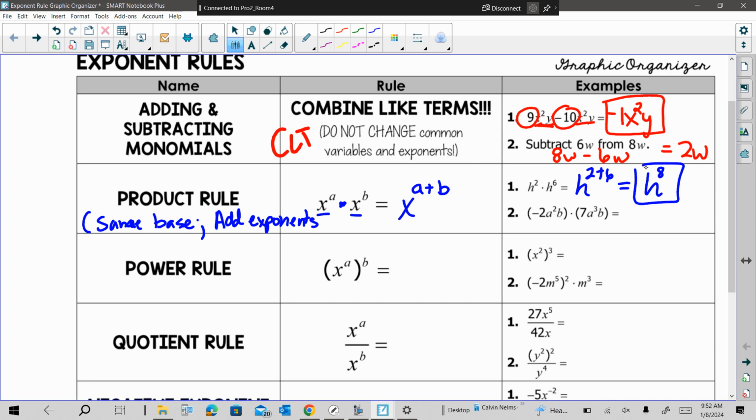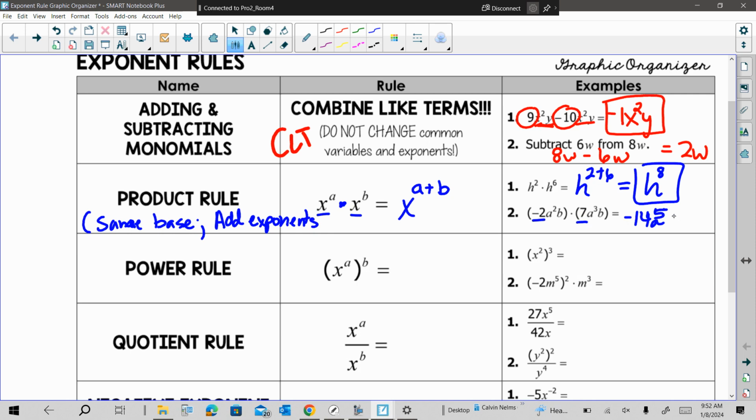Now, if it's multiplying numbers, a coefficient, you still have to multiply these two numbers in front of the variable together and then add your exponents. So you're still doing multiplication like you normally do. This is saying -2 times 7, so -14. Then I go to the next variable. Its base was a, and that would be to the 5th power because we're adding the 2 and the 3.